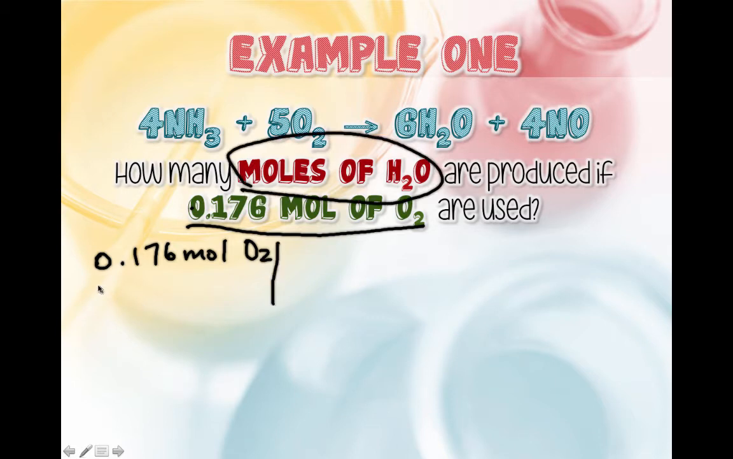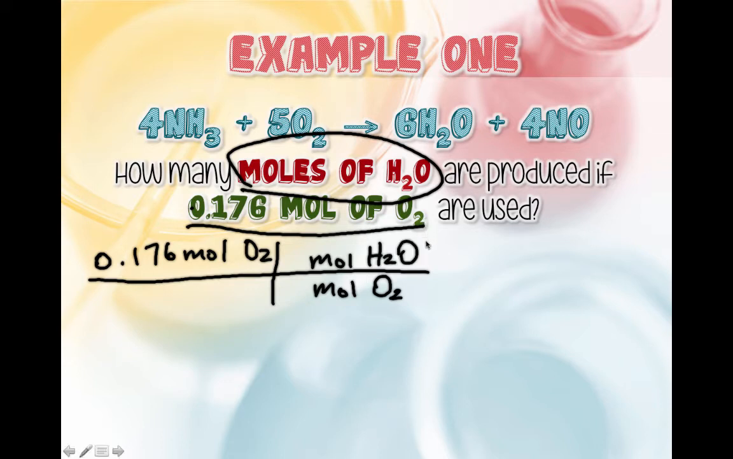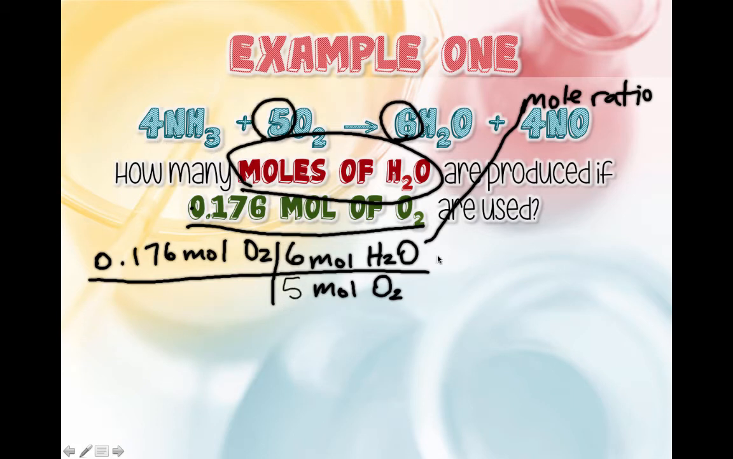Well, I'm going to set this in my T table so I can make sure that I get things to cancel properly. See, I want moles of oxygen to go away, and I want it to become moles of water. So I'm going to put that in what's called the mole ratio. That means I take the amounts from the balanced equation that tells me what my recipe says. My recipe says I get 6 waters when I use 5 oxygens. So those amounts go into my T table, and then we do the math. We take the top times the top and divide by the bottom. So I get 0.211 moles of water if we start with 0.176 moles of oxygen.